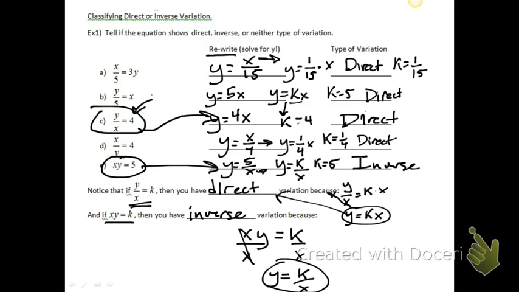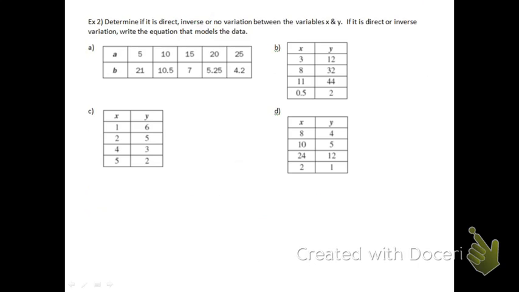Now, what we're going to do next is look at some tables and figure out if we have direct, inverse, or no variation between x and y. If it's direct or inverse variation, we're going to write an equation that models the data. So take a look at A with me. Here we have A and B instead of x and y. Just to make this a little simpler, let's think of A as being x and the B value as being our y, the output. So just go ahead and change that.